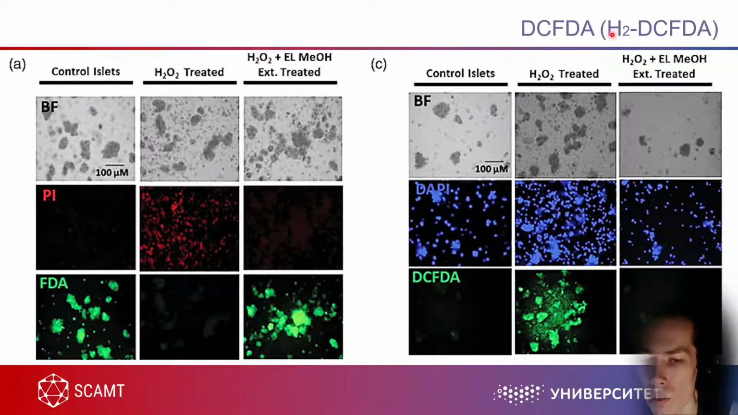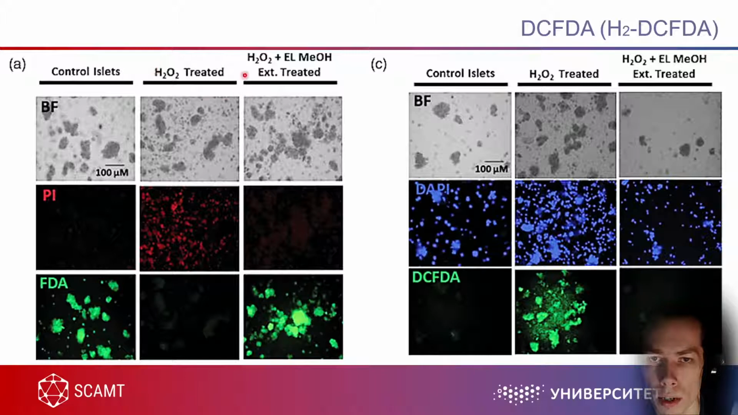It's a staining which is used to detect hydrogen peroxide-related reactive oxygen species. For example, if you're using just the FDA, fluorescein diacetate, as we discussed on the previous slide, in living cells, as you can see, it's control cells. Living cells will be stained in green.